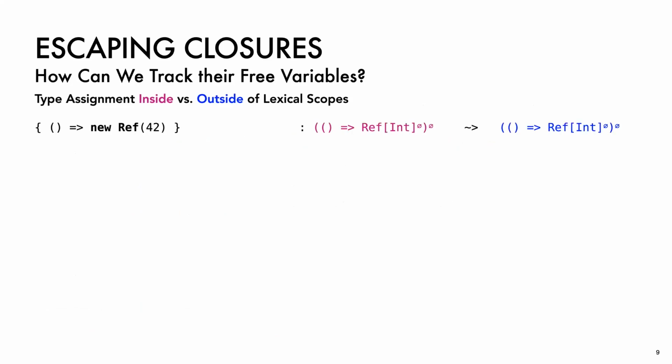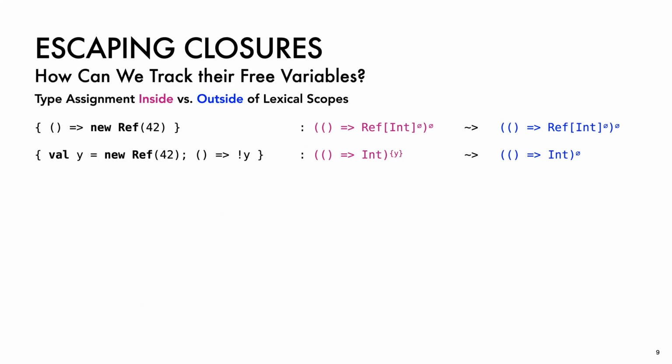First of all, we have this example that's inside of the scope, which I denote with curly braces, returns a function that allocates a fresh reference. And inside the scope, we have the purple type, which says the function has no free variables, and it returns a fresh reference as indicated by these empty sets in the qualifiers. And outside of the scope, this is exactly the same type.